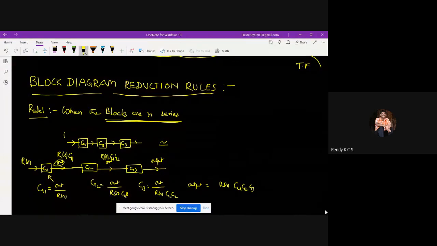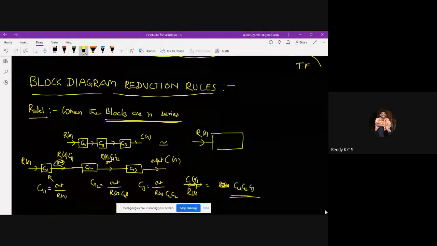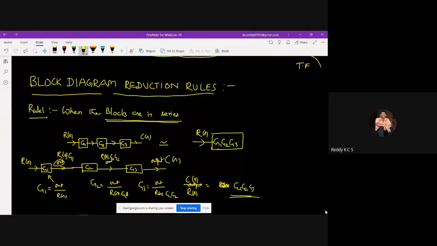Say here the output is C of S, and I have mentioned R of S and C of S here. So C of S by R of S is the transfer function of this block diagram. From this, C of S by R of S becomes G1 into G2 into G3. So it means that when the blocks are in series, the blocks are multiplied with each other.